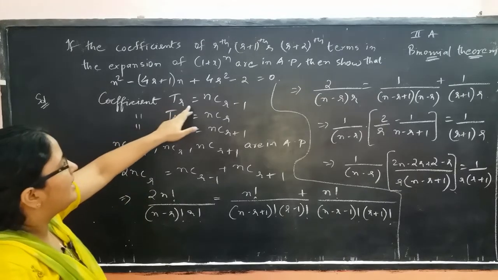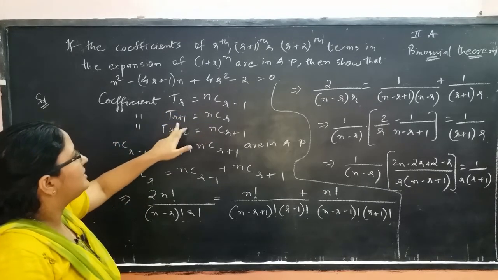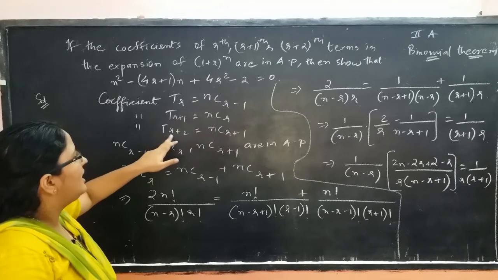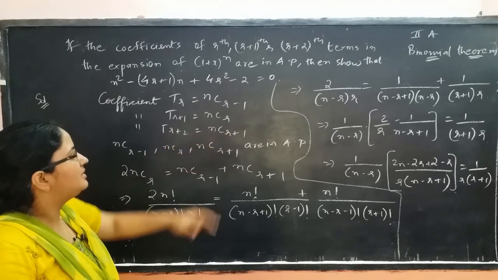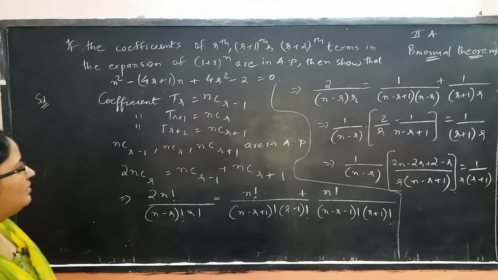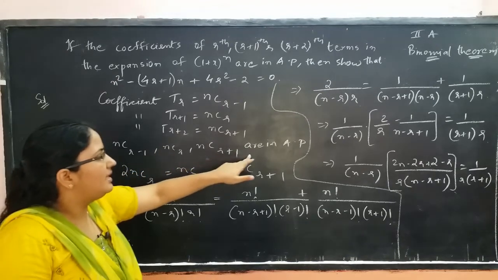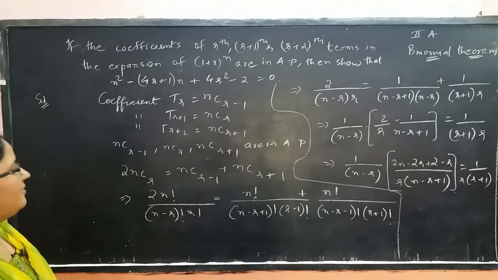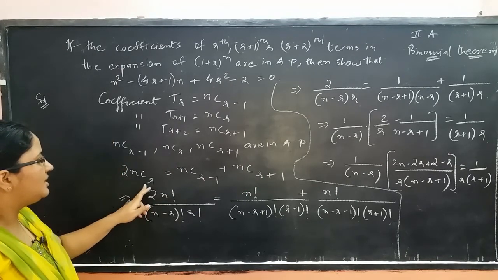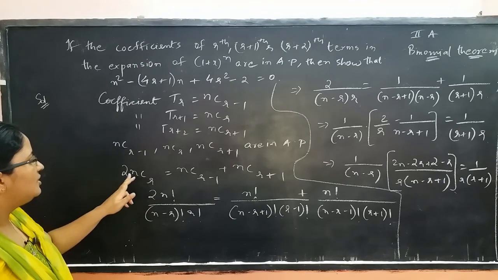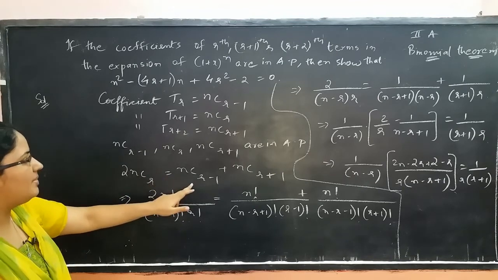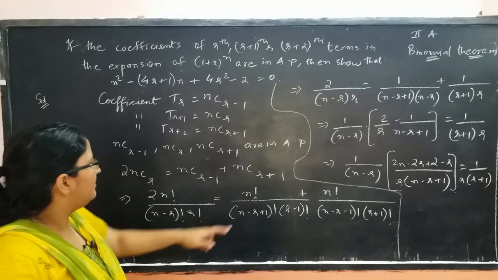T_r is equal to nC(r−1). T_(r+1) is equal to nCr. T_(r+2) is nC(r+1). Now, nC(r−1), nCr, nC(r+1) are in AP. So, if they are in AP, twice the second term is the sum of the first and last terms. So, 2 nCr is equal to nC(r−1) plus nC(r+1).